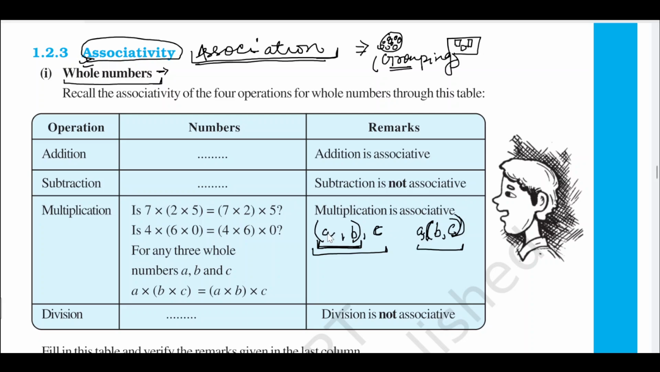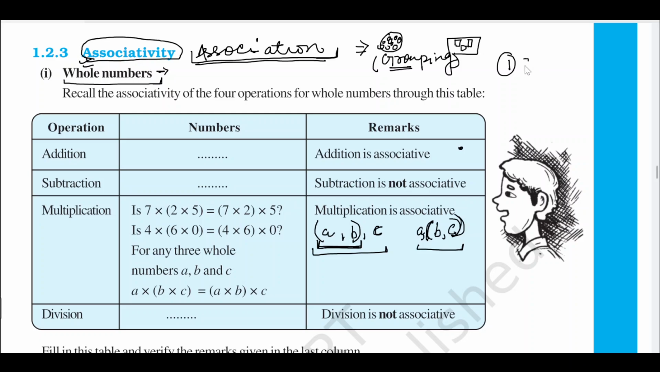So when we group certain numbers and the grouping does not affect the result, the final result is not affected by grouping, then we say that the associativity property is being followed. Now we will check one by one, first for the case of addition.